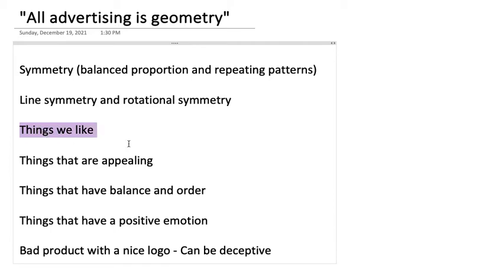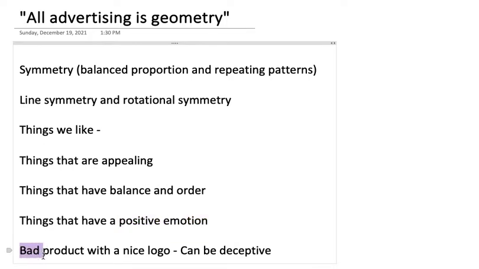Typically, they're trying to trigger and convince us that something is good to buy, and they use shapes and patterns, which are things that we like and that appeal to us. Things that are appealing, a lot of times they have balance or order, or there's a familiarity to them, something we see in nature or shapes that we grew up seeing. So, the goal is to have a positive emotion to get you to buy something. And sometimes that's not a good thing.